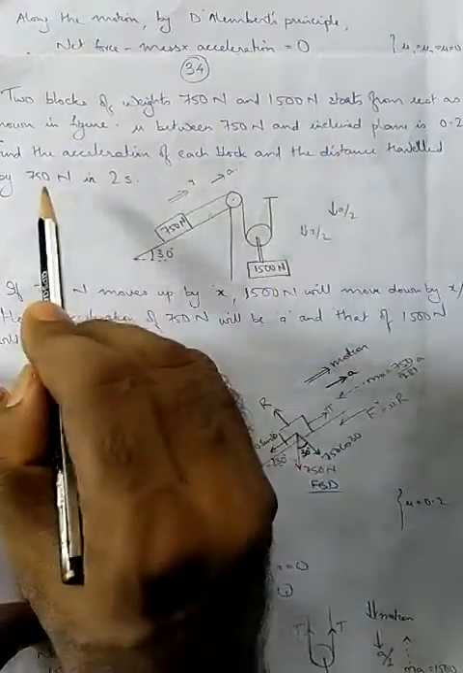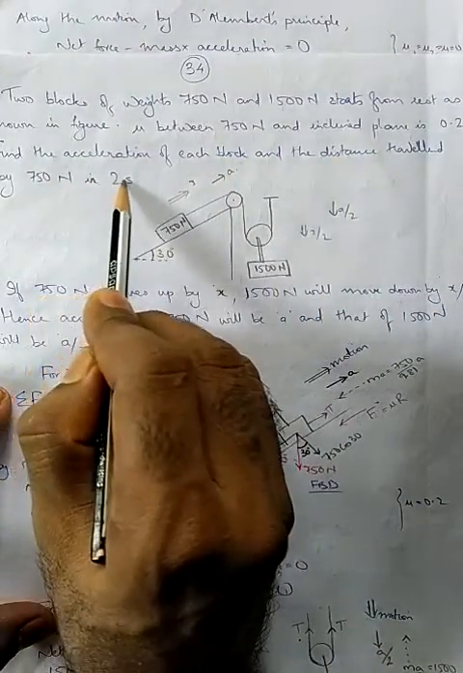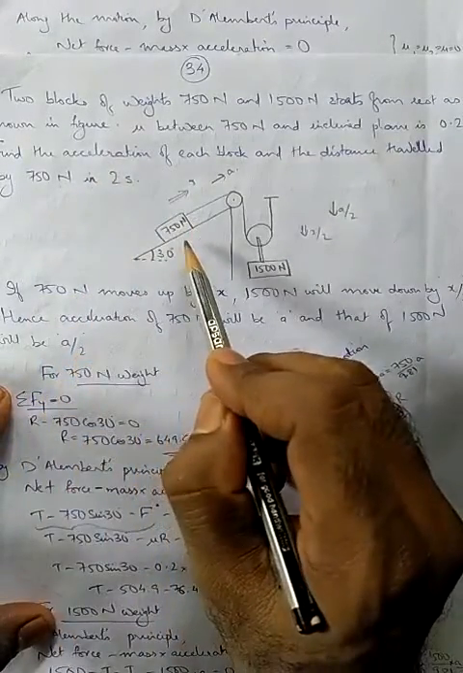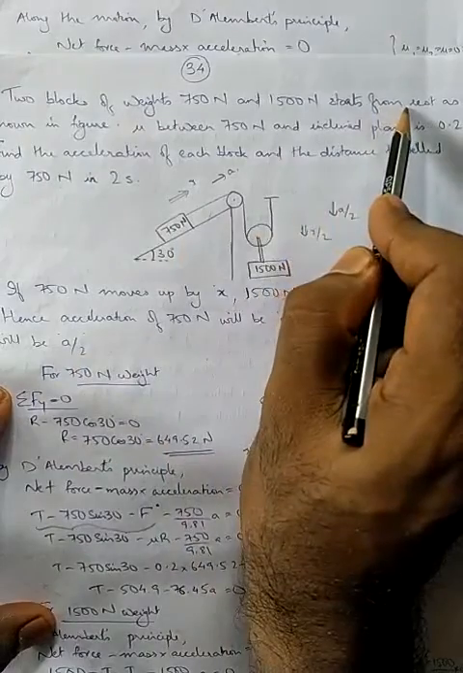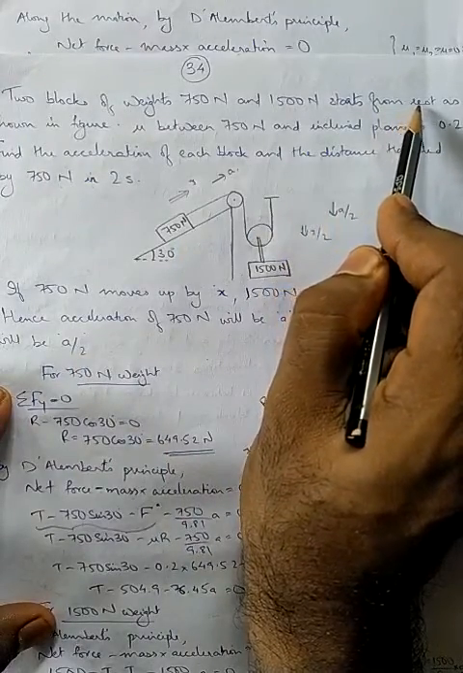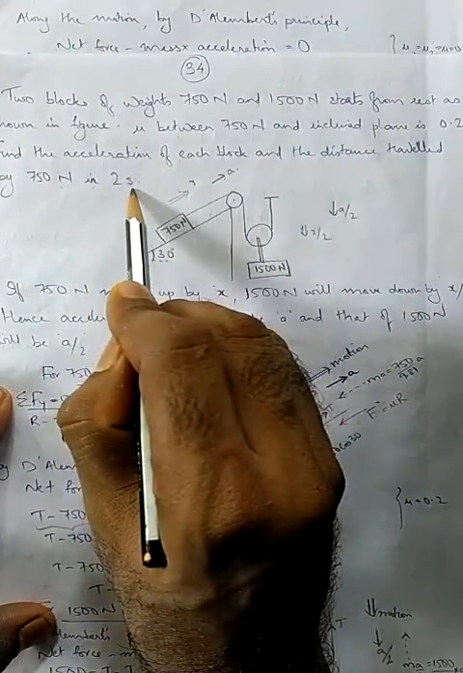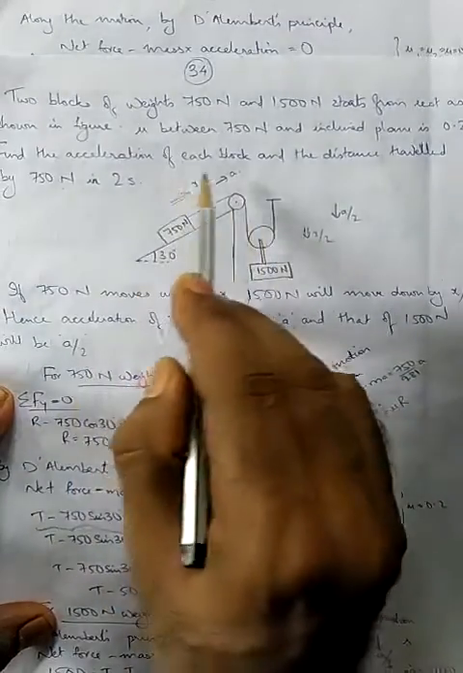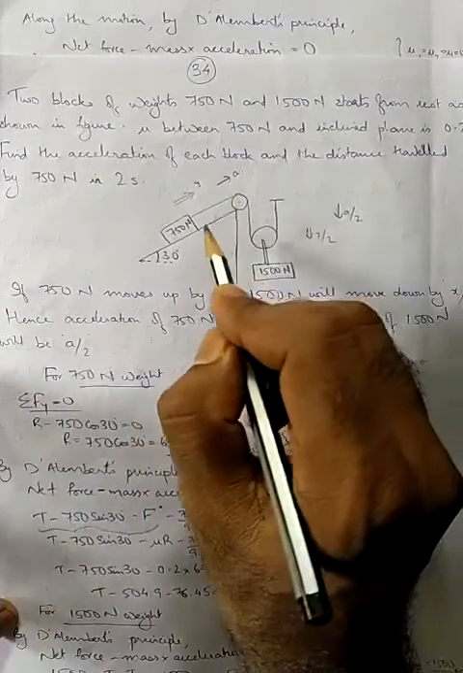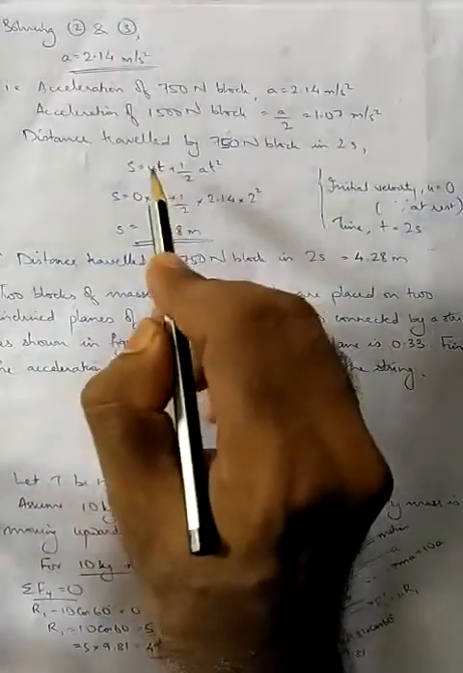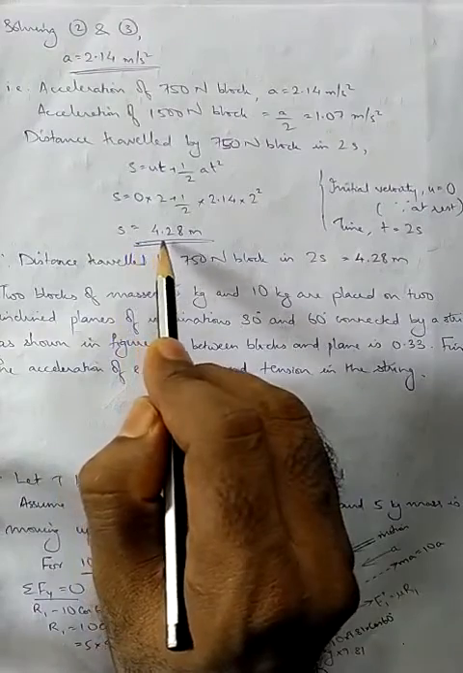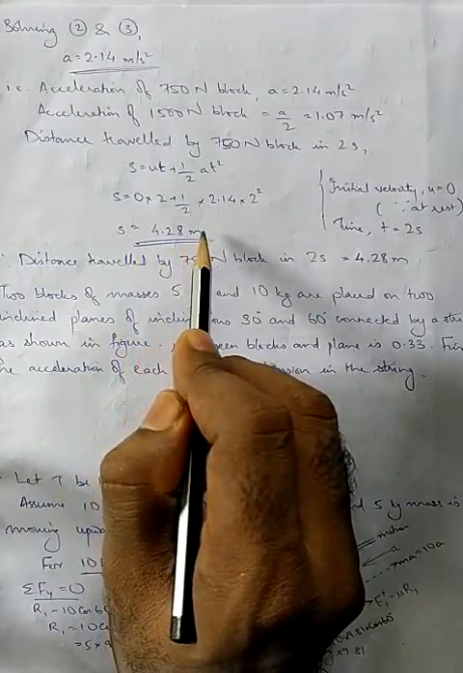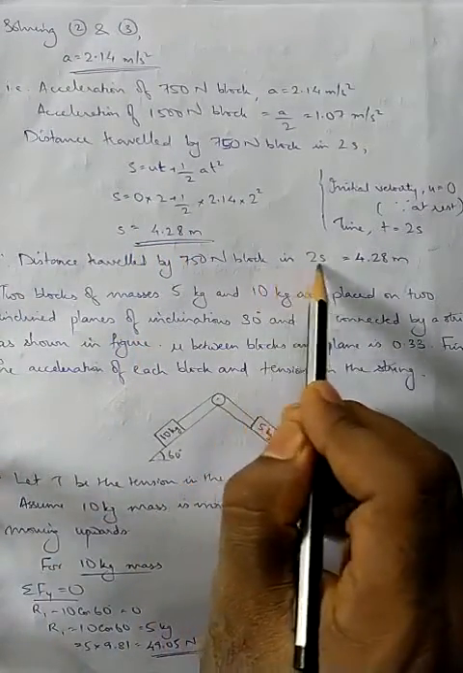And the distance traveled by 750 Newton in 2 seconds. It starts from rest, which means initial velocity is zero, time is given, acceleration we found out, the distance is to be found out. So we have the equation S is equal to ut plus half at square. While substituting, you will be getting S is equal to 4.28 meters. This is for 750 Newton block.